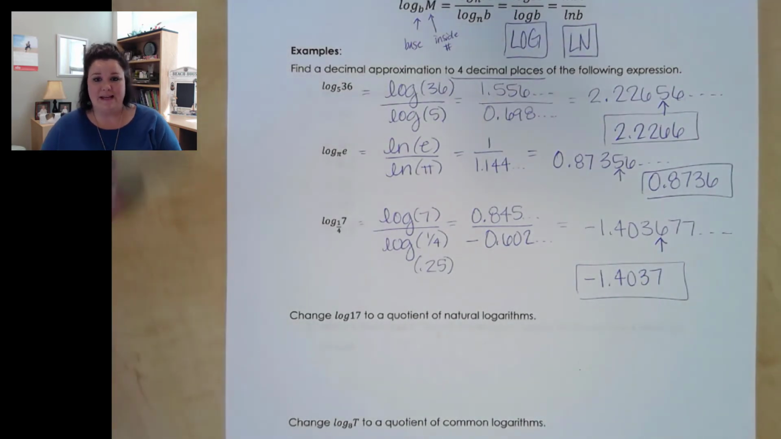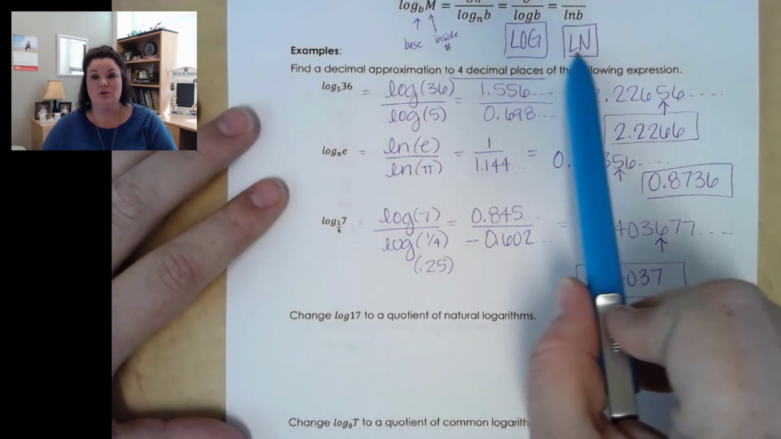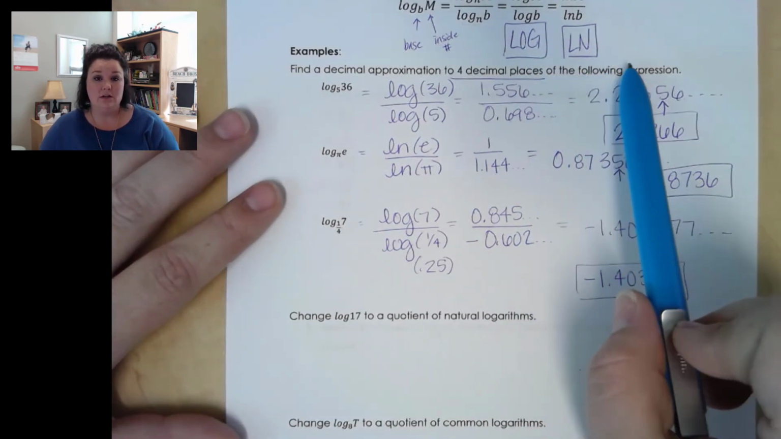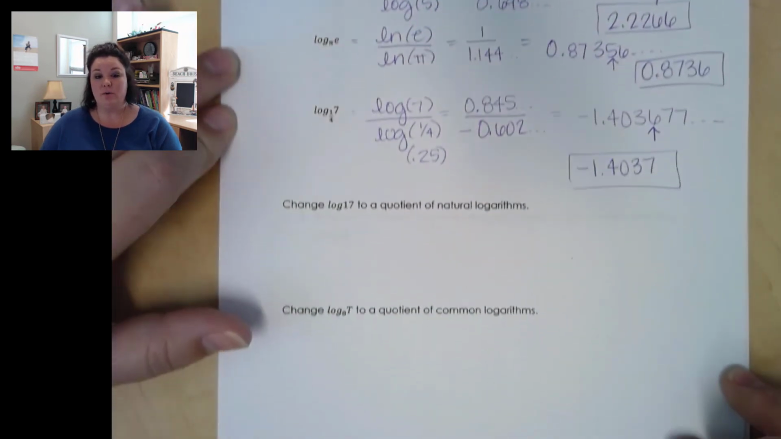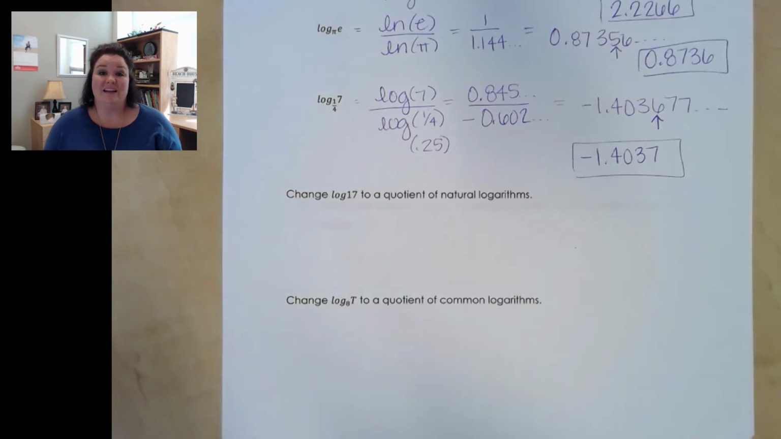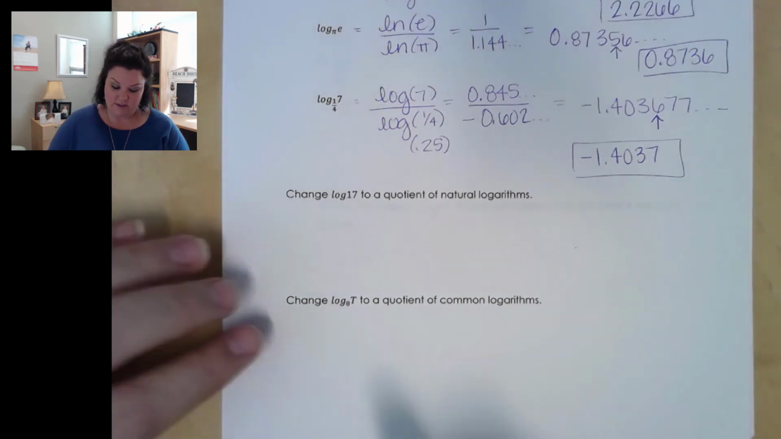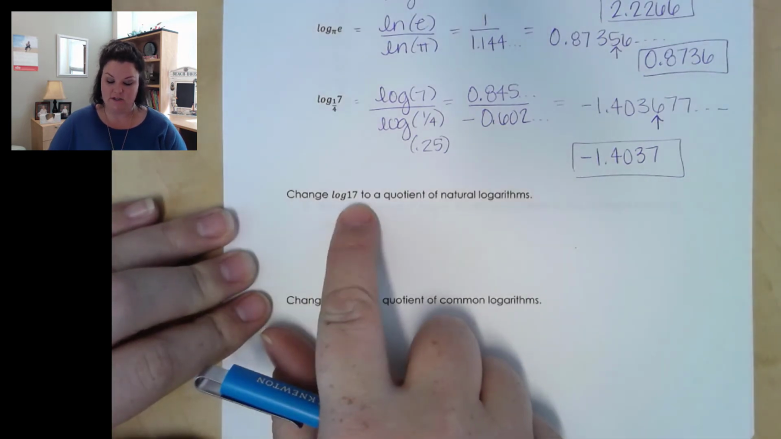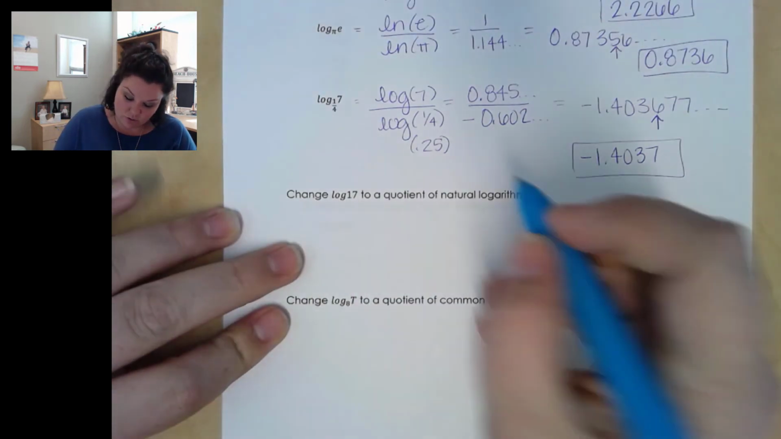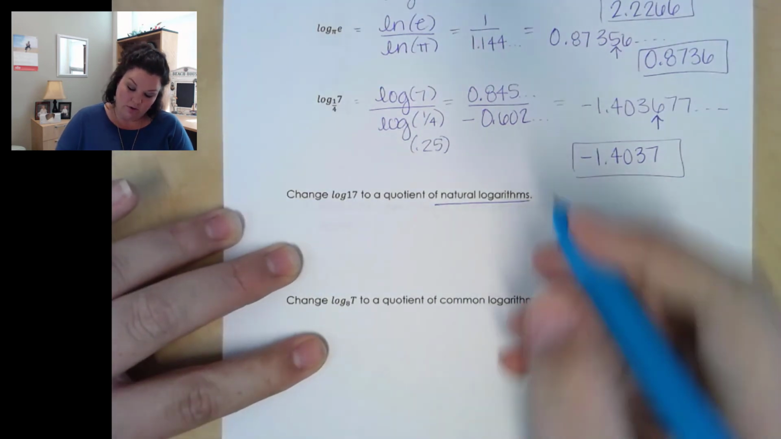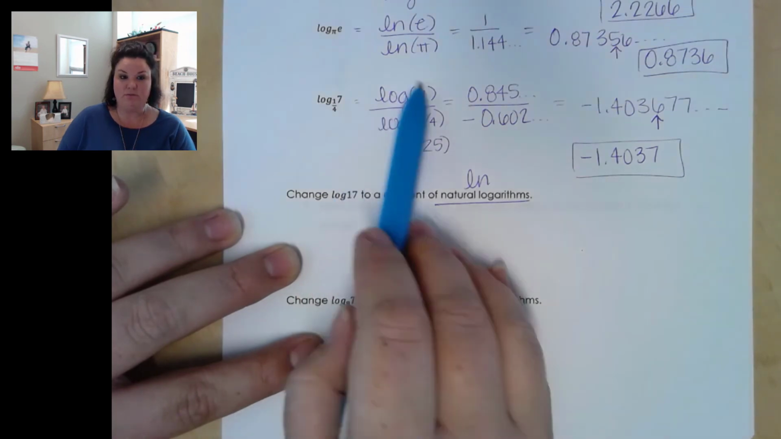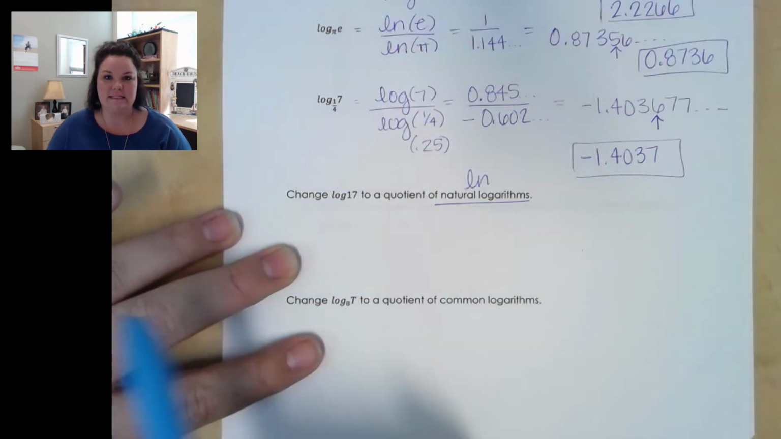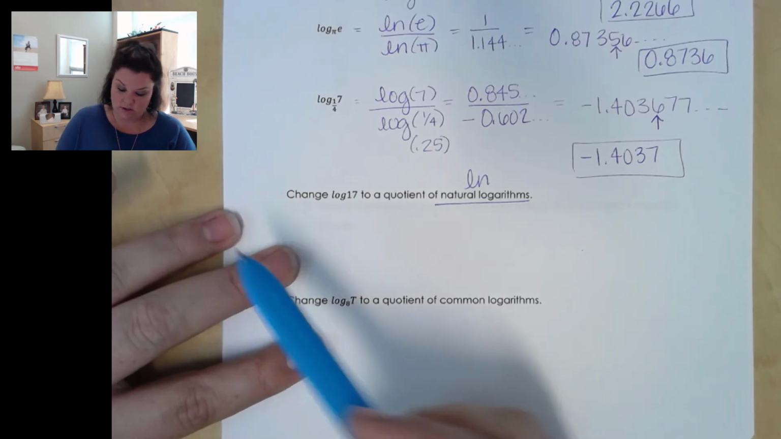So if we want a decimal answer, it really doesn't matter which you use. You could use log or ln so that you can punch it into your calculator. But they might also have you enter your answer just written as a different log base. Like this one, it says change log base 17 to a quotient of natural logarithms. So natural logarithms, that's our ln, okay? So we're just going to use this change of base formula with ln, but we're not actually going to simplify it. We're just going to keep it as a quotient, okay?